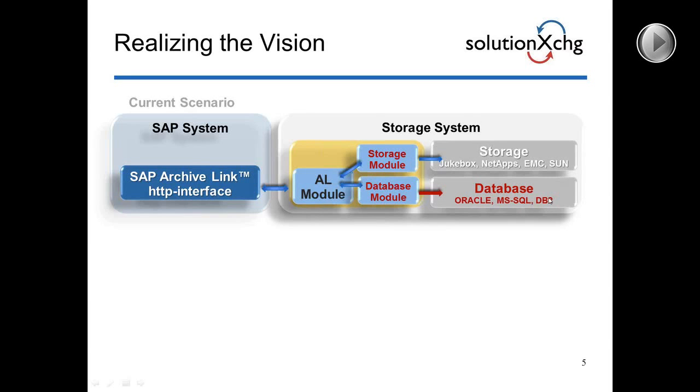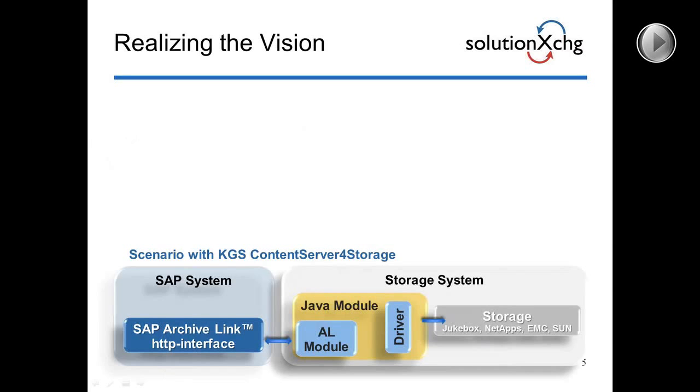Now, when you're moving to the cloud with your SAP content server solution, or with any other content server, Open Text or Documentum, really, going to the cloud is more effective the leaner the solution is. And if you're looking at the solution that we represent, the KGS content server for storage, you will find that this solution is lacking some of the pieces here in the middle. We no longer have a database module, and we're not necessarily connected to a database.